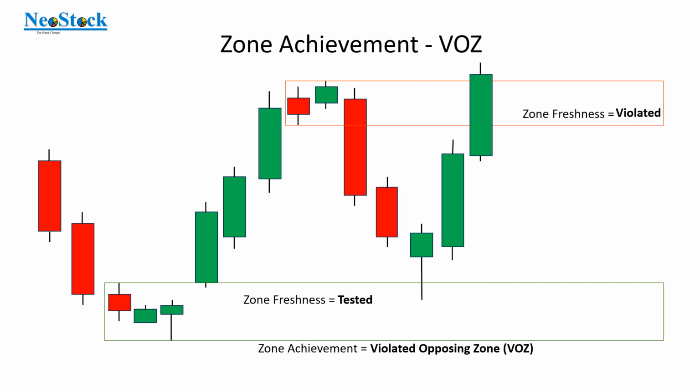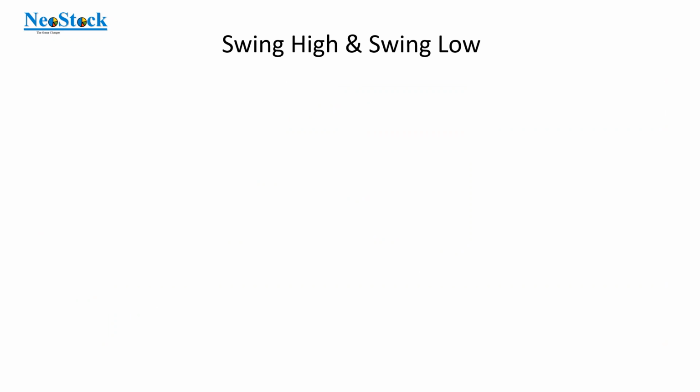Now let's look into the next type, violated opposing pivot. To understand that, you should get clarity about swing highs and swing lows. I will give a brief explanation here because in the next topic you will be learning about trend calculations. There I will give you a detailed explanation about swing highs and swing lows. But now I will give a brief explanation to help you understand this concept. Let us understand what swing highs and swing lows are.